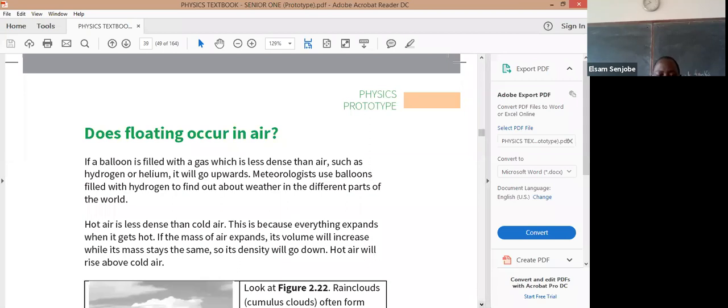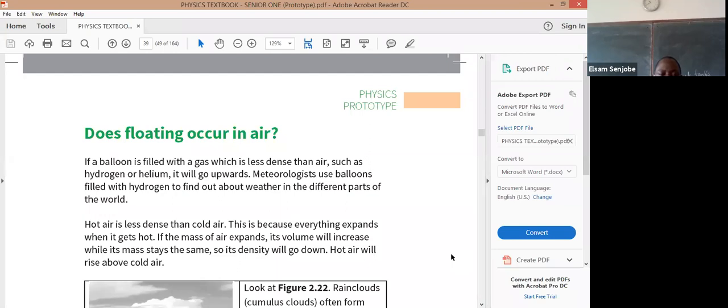Okay, girls. We now have that subtitle. Can someone read it for us? Does floating occur in air? Continue. Yes, please.